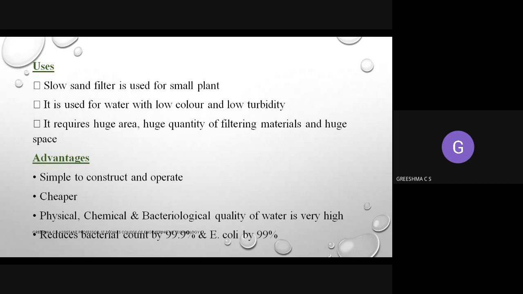Now, advantages of this Lausanne filter: it is very simple to construct and operate. It is very cheap, and the physical, chemical, and bacteriological quality of the water is very high. The bacterial removal is 98 to 99%. It also reduces the bacterial count by 99.9% and E. coli by 99%.